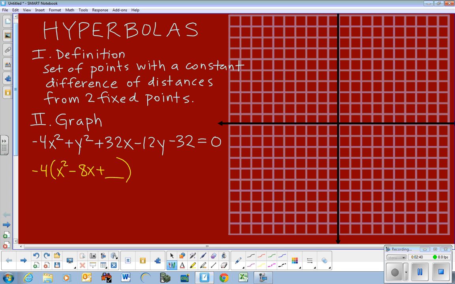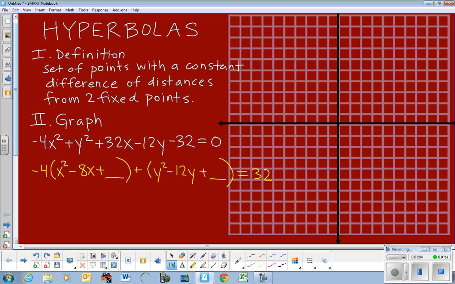My y clump, I don't have a coefficient to factor out of the y squared, so I'm just going to leave it as y squared minus 12y plus room to complete the square, and that's going to equal 32. As with an ellipse, we're going to end up making it equal 1, but we need to start by moving that 32 over to the right. Okay, so now we complete the square.